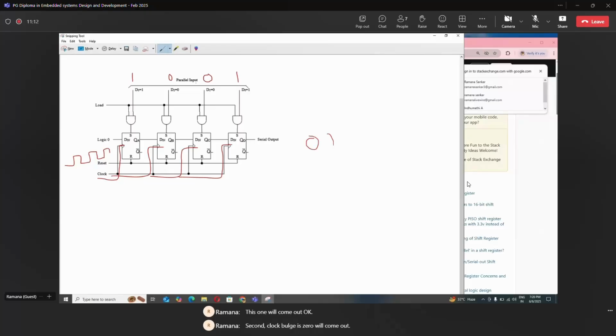So the input is parallel, no? Output serially will come. And third clock pulse 0. And finally, fourth pulse will get the 1. Okay. Even this load is also, load is always 1. Okay. So parallel you get, you will serially will get, okay. Fourth clock pulse you will be getting, okay.